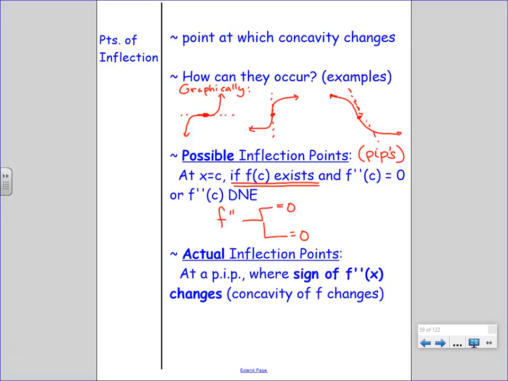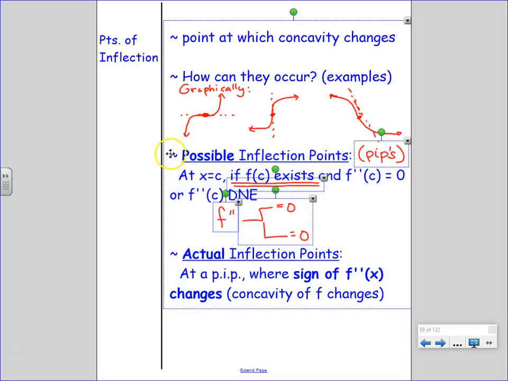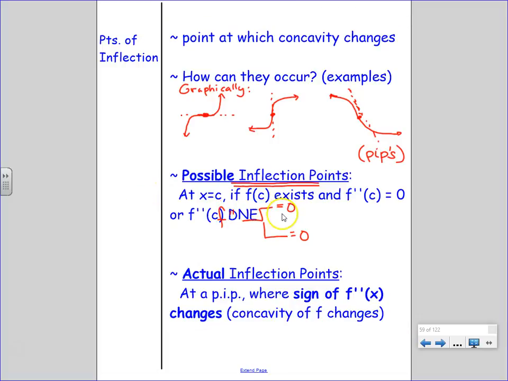So it should look very familiar in the sense of critical numbers. F had to exist, and f prime was 0 or DNE. Those are for critical numbers. For PIPs, f has to exist, and f double prime equals 0 or DNE. Wait a minute, wasn't that one of the things on the Forever quiz on Friday? I think this one's kind of important too, maybe. And it is.